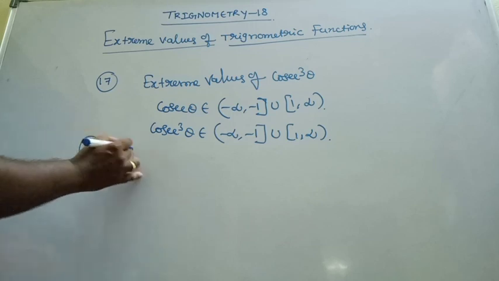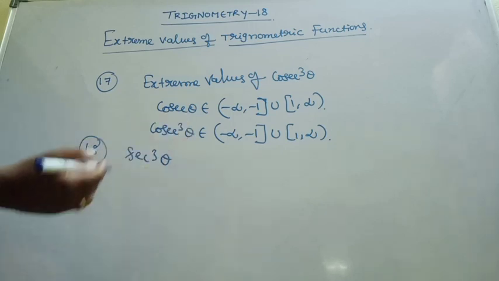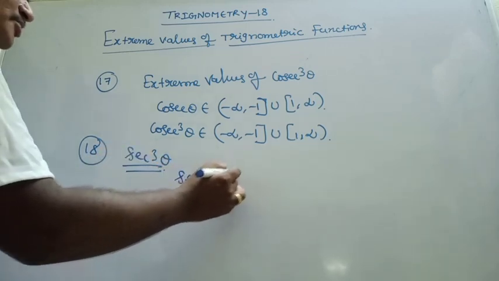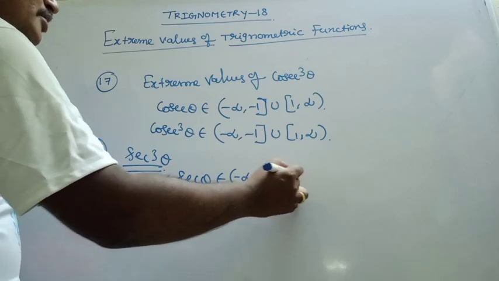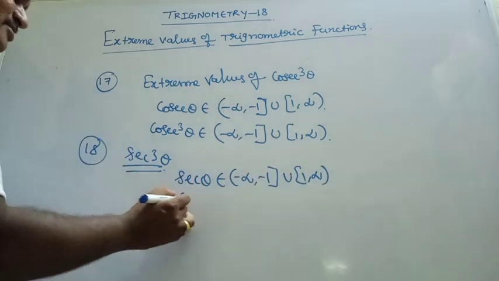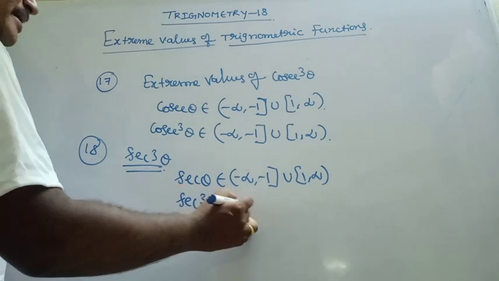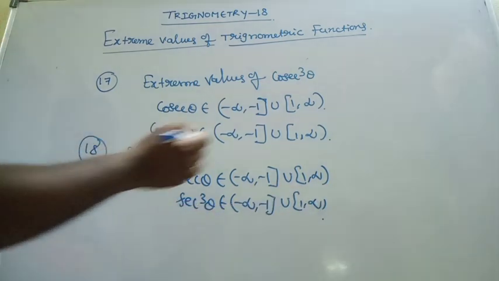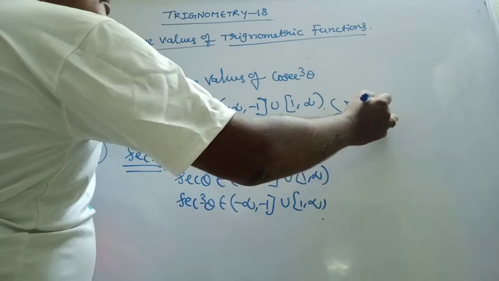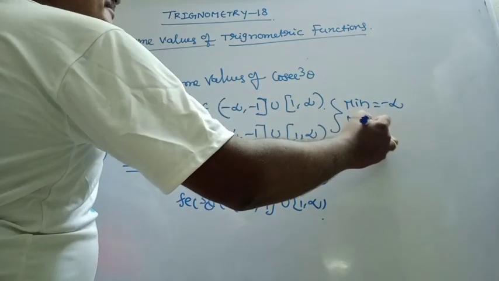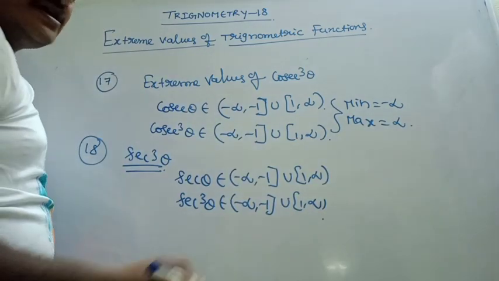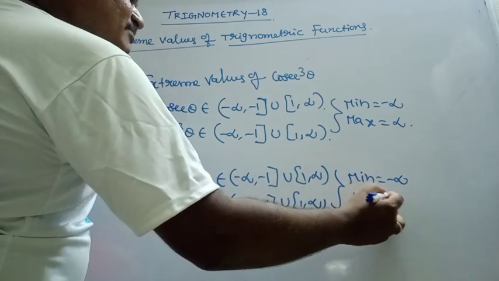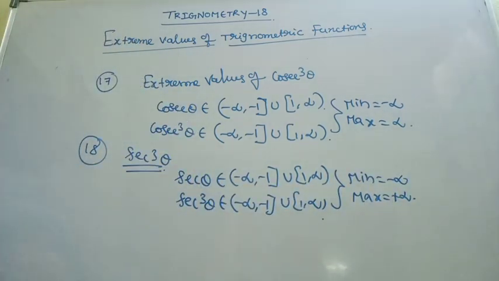In the same way, we can define secant cube theta also. You know that secant theta also belongs to -infinity to -1 union 1 to infinity. That means when you do secant cube theta, this becomes -infinity to -1 union 1 to infinity. Therefore, here also the extreme values for cosecant cube theta: the minimum is nearer to minus infinity and the maximum is plus infinity. Here also, for secant, the minimum is minus infinity and the maximum is plus infinity.